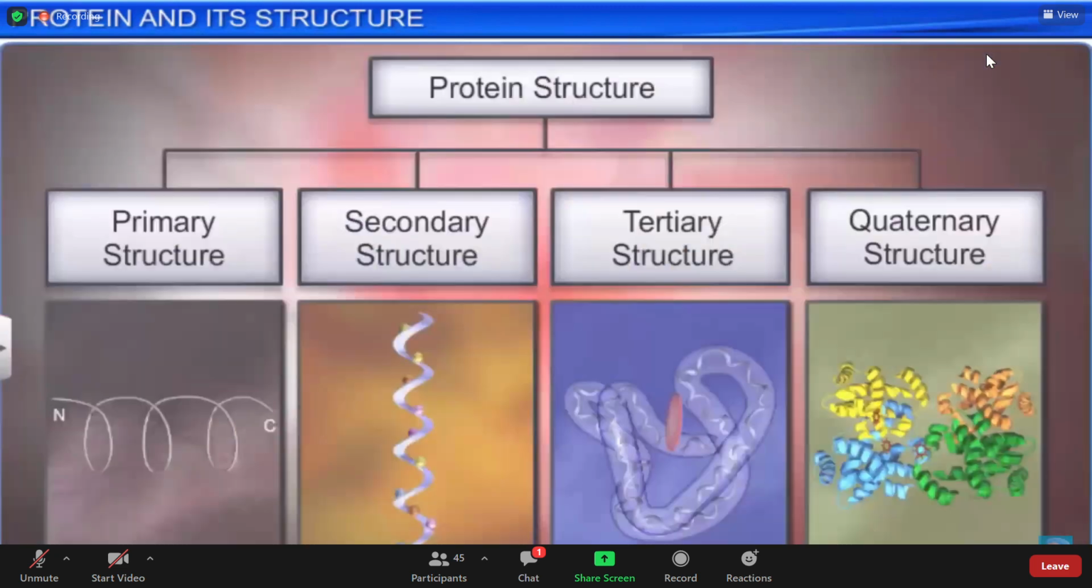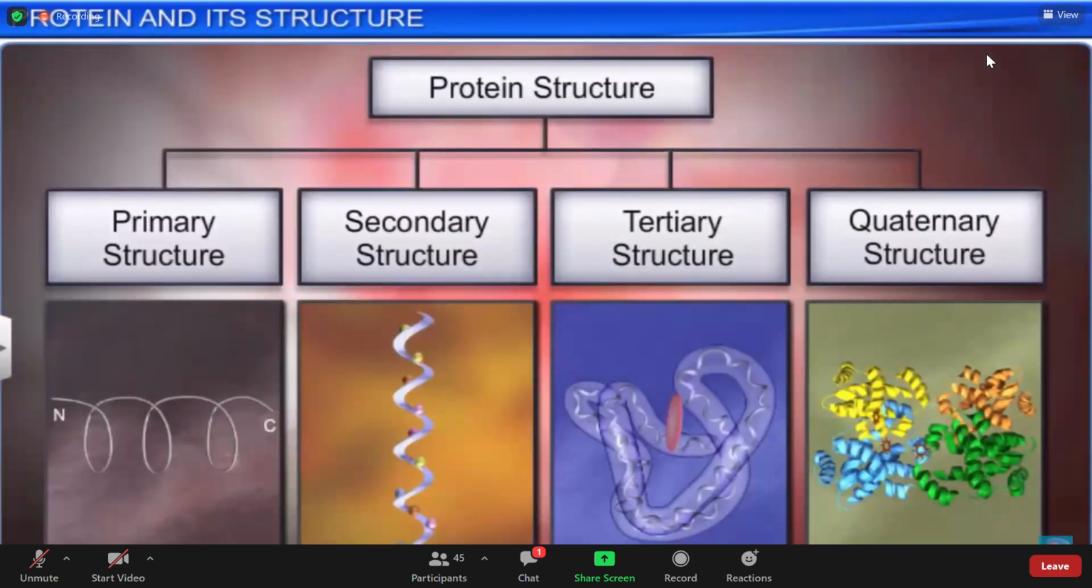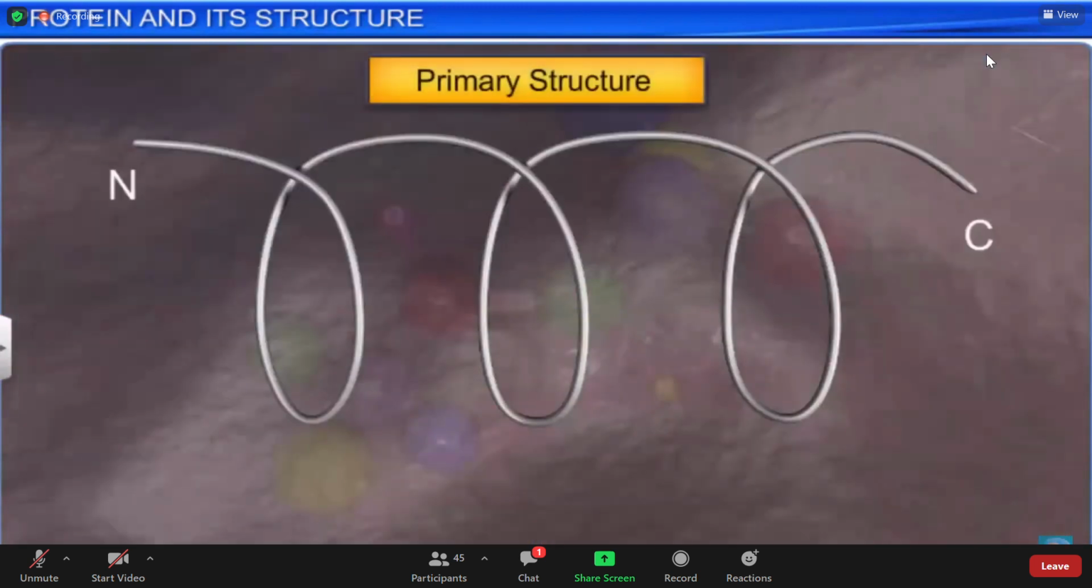However, biochemists have described the protein structure at four levels: primary, secondary, tertiary, and quaternary structure. Let's learn more about them. The primary structure is the simplest structure, which refers to the positional information of amino acids in a protein.